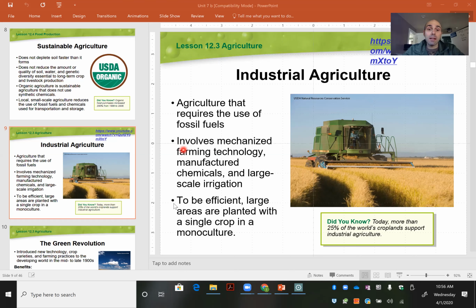And then finally, to be efficient, large areas are planted with a single crop, and we talked about those monocultures, right? And how good they could be if we're trying to harvest just one crop, but how bad they could be if a disease would spread through that crop. It'll spread like wildfire.